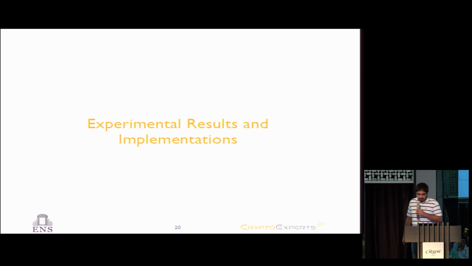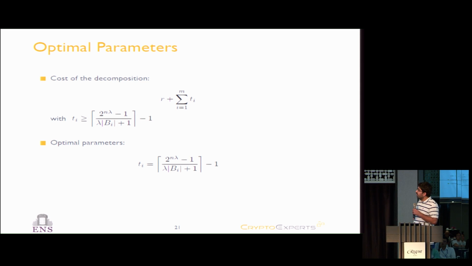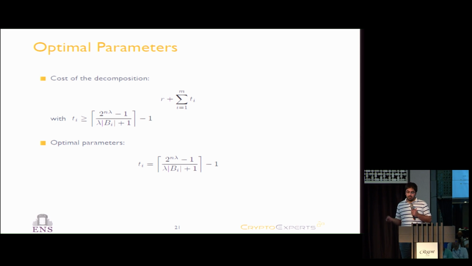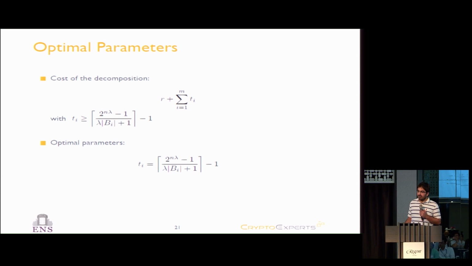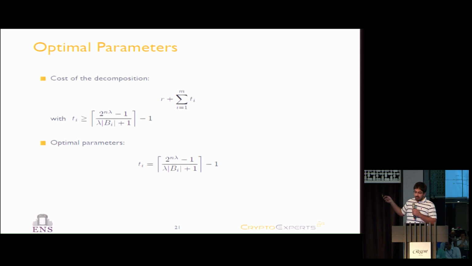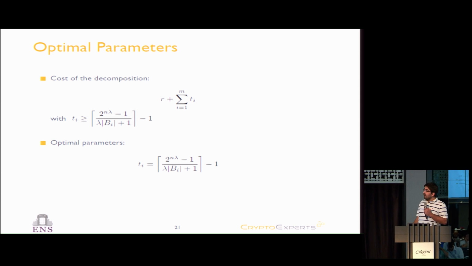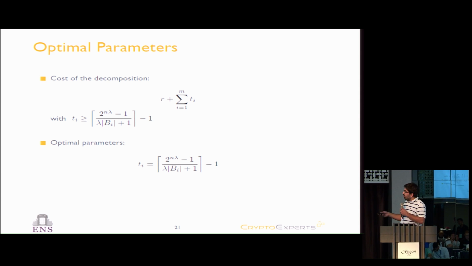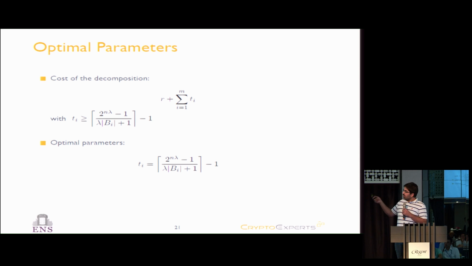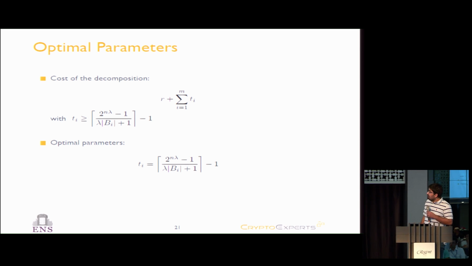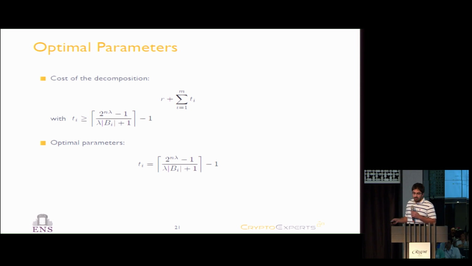Now let's have a look at some results. First of all, what is the cost of this decomposition? First you will need R multiplications to generate the initial basis B, plus the sum of the Ti for each decomposition product, and your Ti must satisfy at each step a condition that is dependent on the size of the basis. The optimal parameters are actually achieved when Ti is equal to this value. But in practice, you don't always achieve optimality.